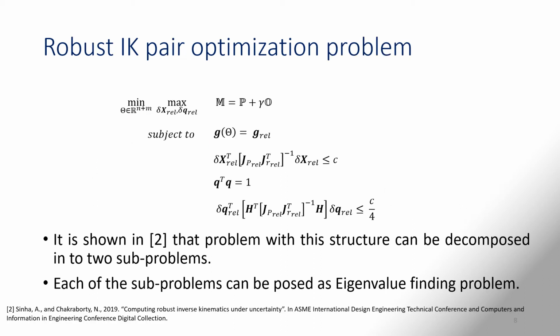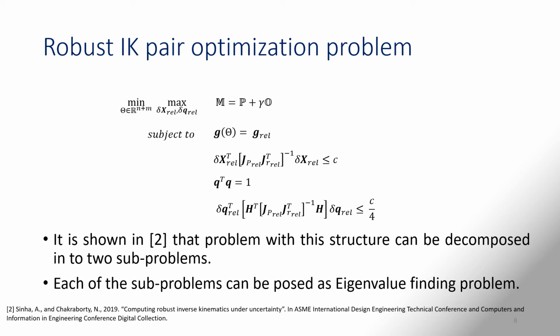Here, we present the optimization problem that we have derived for the robust IK pair problem. We came up with a min-max type optimization problem for dual arm robots with actuation uncertainties in both the arms. A similar type of optimization problem was derived for a single arm robot in our previous work. The objective is the task dependent error measure M, and there are 4 constraint equations. The first constraint ensures that the computed IK pair vector theta, which is an element of R m plus n, indeed produces the relative end effector pose as G relative.